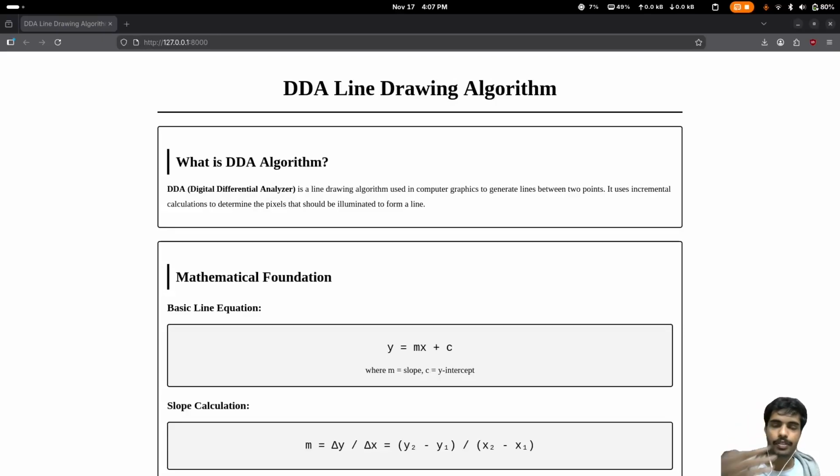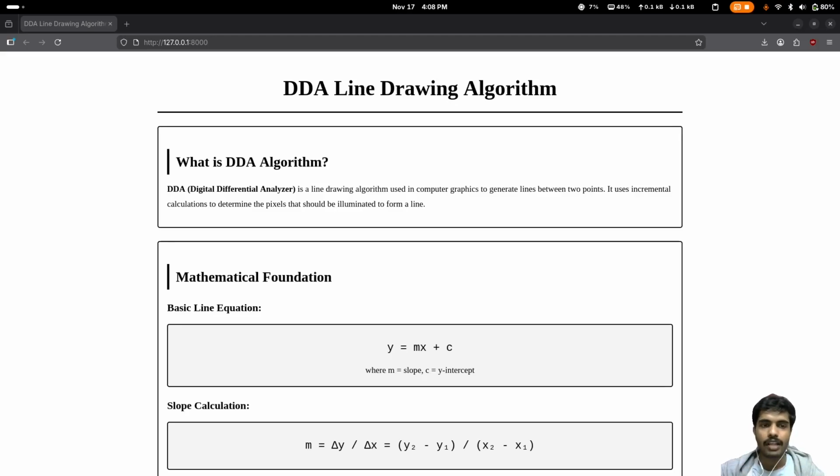Okay, so in this video we will talk about the DDA line algorithm, which is the Digital Differential Analyzer algorithm. It is a basic algorithm used in computer graphics, not in modern days, but in the starting phase of computer graphics. It helps us generate a specific line between 2 points. It uses an incremental calculation to determine the pixels that should be illuminated to form a line.